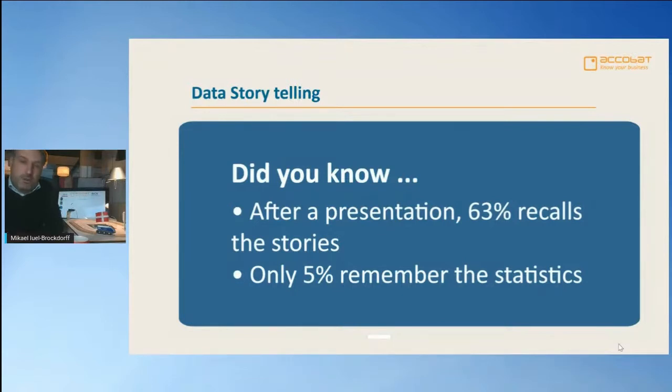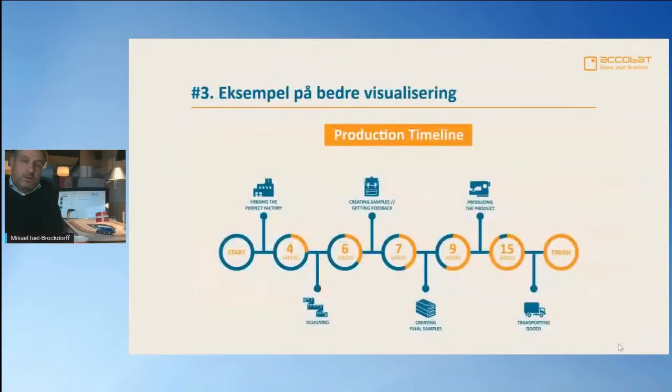So let me give you an example of what I mean. This is a pretty good example of a production timeline for a clothing company. They put it into a story. Instead of just showing some statistics, they put it into a timeline story. So they say, okay, we will use the first 3 or 4 weeks to find the perfect factory. Then we will use 2 weeks to design your clothes. And then we will use 1 week to create samples and get feedback.